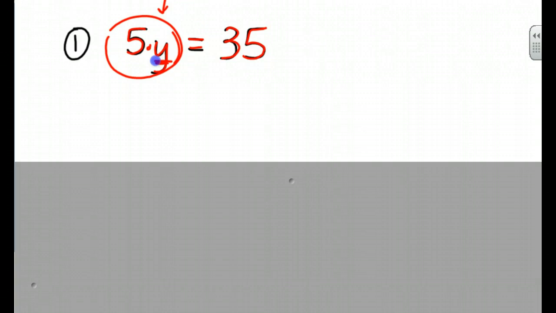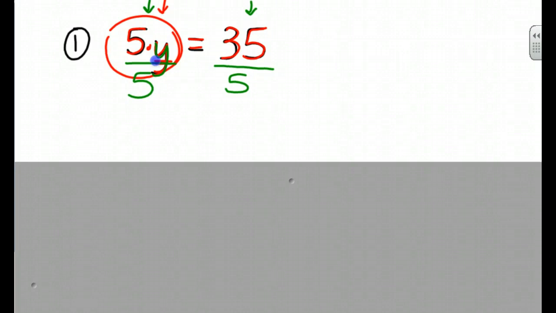Well, what's the opposite of multiplication? It's division. So we're going to divide both sides. Remember, whatever I do to this side, I have to do to this side. We're going to divide both sides by whatever's connected to our variable because we want it to be alone. So we're going to divide this side by 5, and we're going to divide this side by 5. Well, 5 over 5 is equal to 1. So this just really means 1y, or y, is equal to 35 divided by 5. So that's going to be equal to a positive 7.